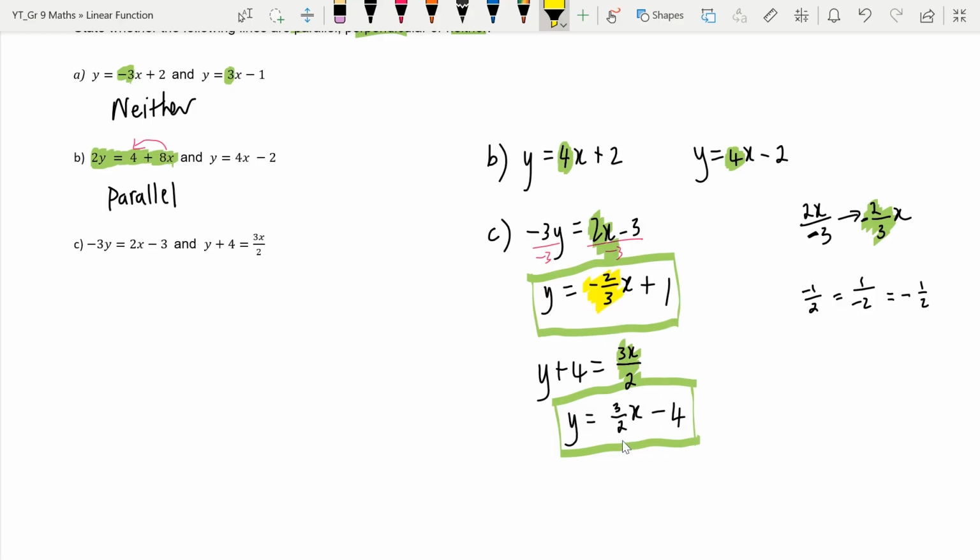There's my gradient of the one line and my gradient of the other line. They are not the same, so we are ruling out parallel. We need to check if they're perpendicular. While they've got opposite signs, which is looking good, let's see what happens if we multiply them.